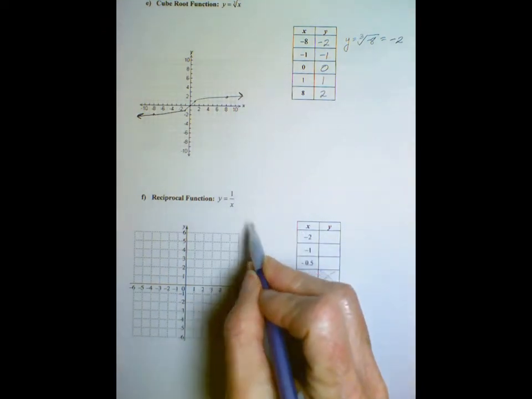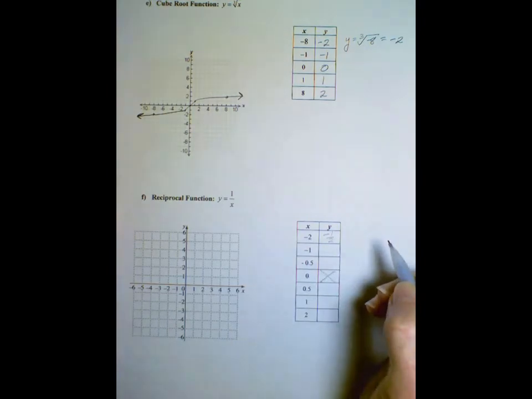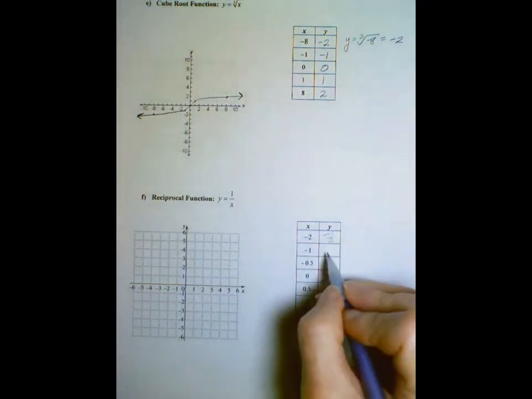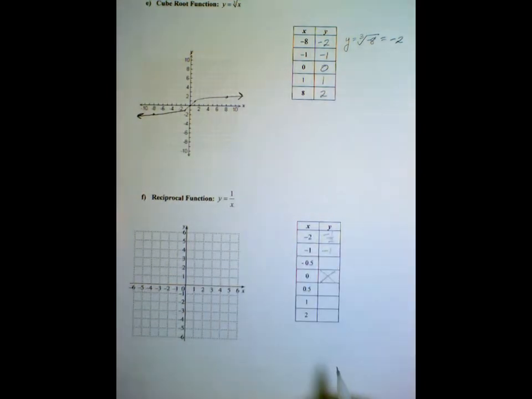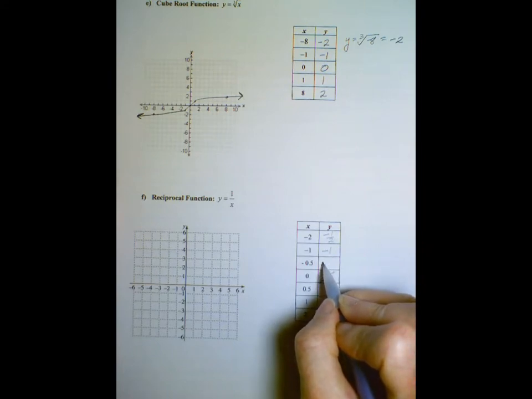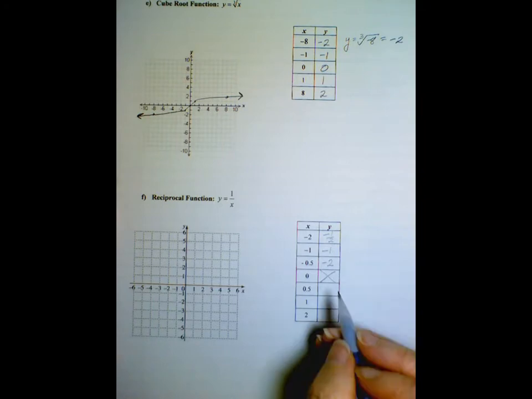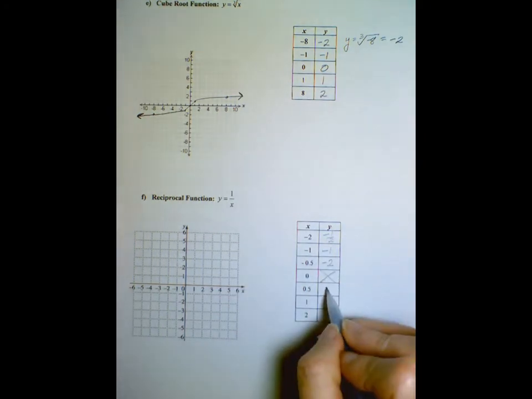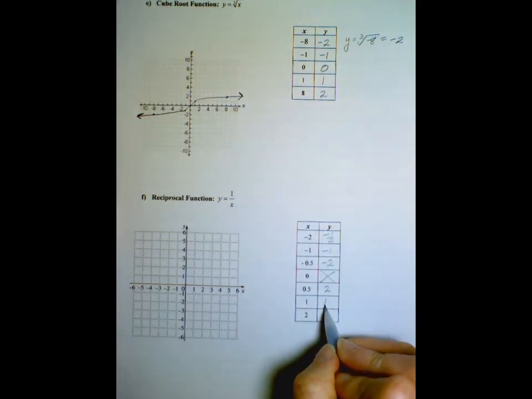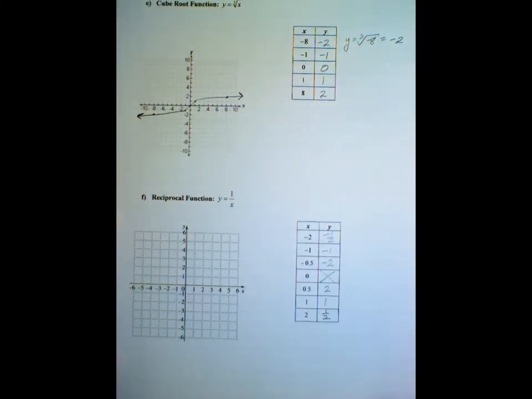So 1 over -2 would just be -1/2, right? 1 over -1, -1. 1 over -0.5, how many times will -1/2 go into 1? It would go in there, what, -2 times? And 1 divided by half would be +2. 1 divided by 1, and 1 over 2 would be 1/2.